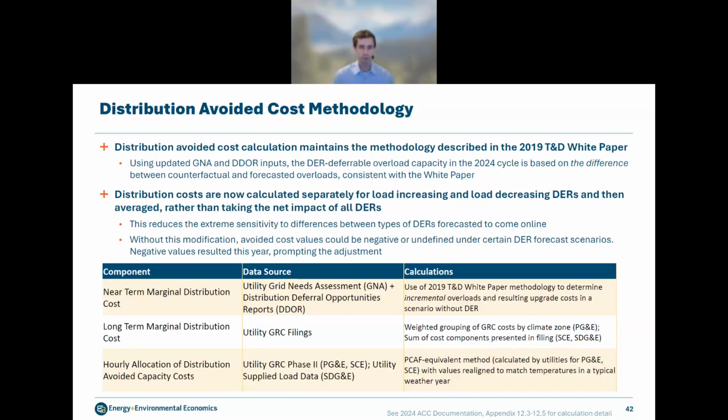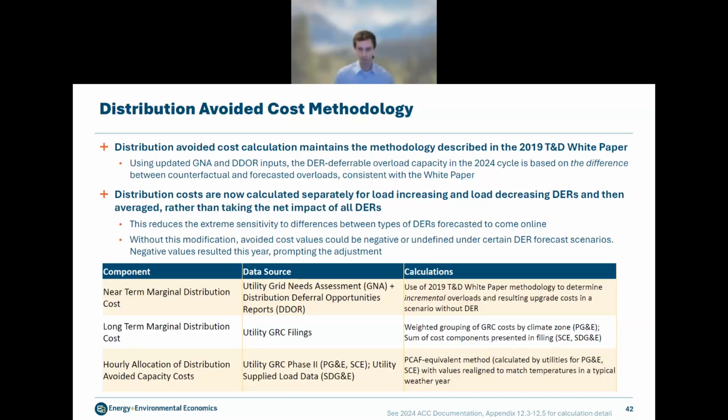So following this white paper method, we look at the difference between counterfactual and forecasted distribution system overloads to determine what otherwise needed upgrades DERs are able to help avoid, or defer at least. One necessary refinement we have made, which I do want to call out, in the near-term calculations, is to calculate values separately for individual facilities that are experiencing a net increase in load due to DERs versus facilities experiencing a net decrease in load due to DERs.